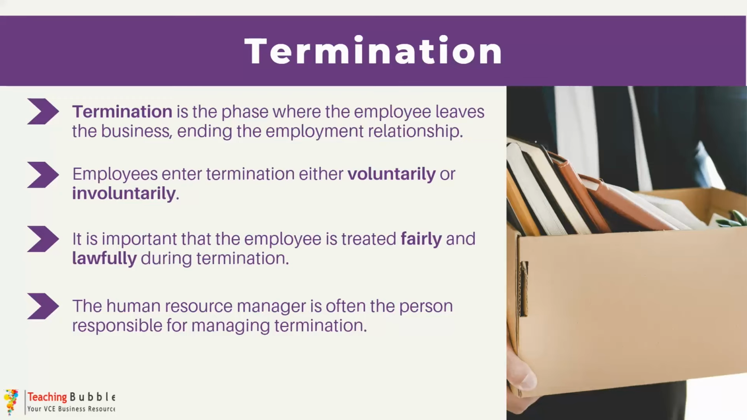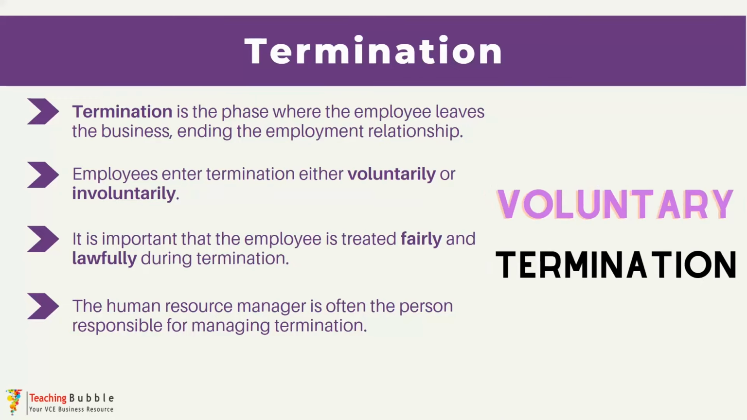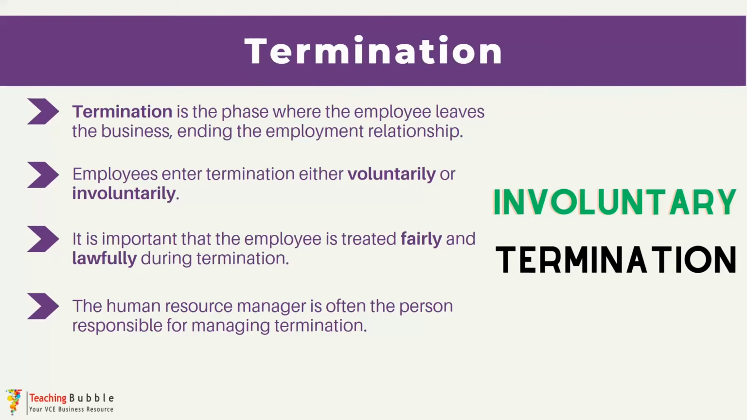Now, termination can either occur voluntarily, where the employee makes the decision to leave the business, or it can be involuntary, which is where it isn't the employee's choice and it's the business that's making the decision the employee needs to leave the business. Now, in some instances, the termination can be a really difficult time for the employee, particularly if it's involuntary termination. So it's really important that the business treats the employee fairly and lawfully, and it's normally the responsibility of the human resource manager to manage the process of termination. Now, there's four main methods of termination, and we're going to look at each one in this video.